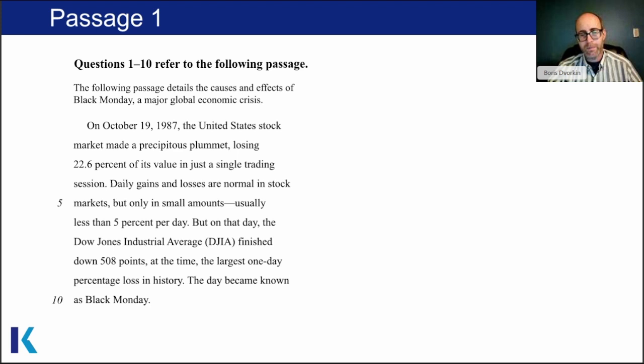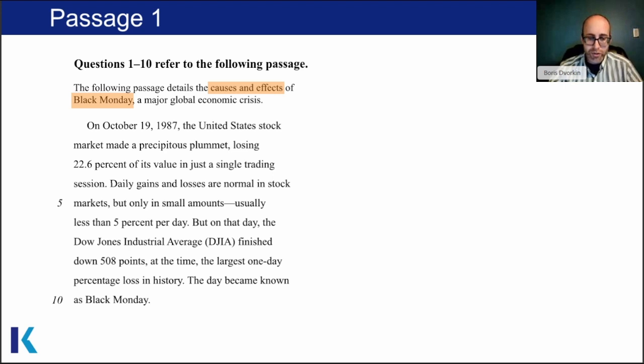It's worth noting the blurb of a passage is not always useful, but sometimes it is really useful. And in this one, it is so ridiculously useful. It tells you that the passage is about Black Monday, and not only that, but the causes and effects of it. Now, this first paragraph doesn't really talk about the causes or effects of Black Monday.